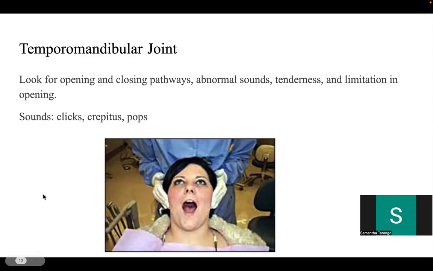For the TMJ, look for opening and closing pathways. We want to look if there's any deviations, abnormal sounds like clicks, crepitus or pops, any pain, and limitations in opening.